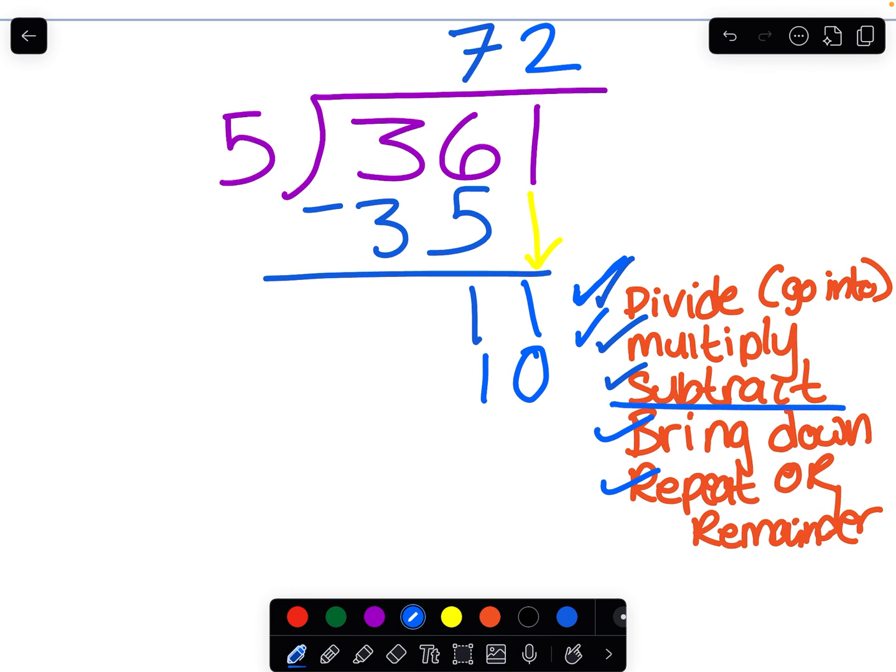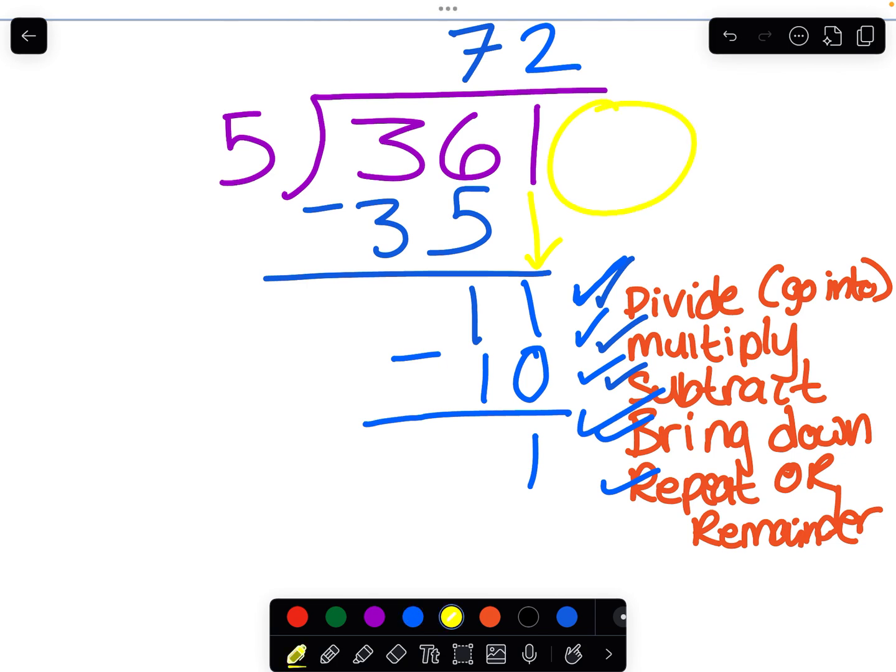Now we've got to subtract. 11 minus 10, well, that's 1. So I did my subtract step. Bring down. Well, there's nothing to bring down. We're not working with decimals yet, so there's nothing to bring down. And now it's repeat or remainder.